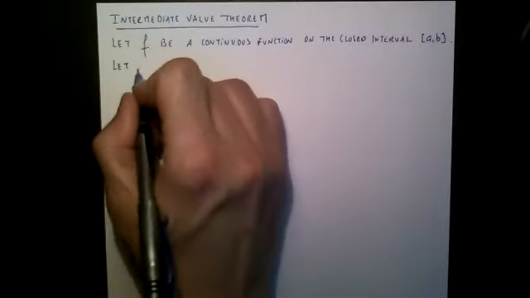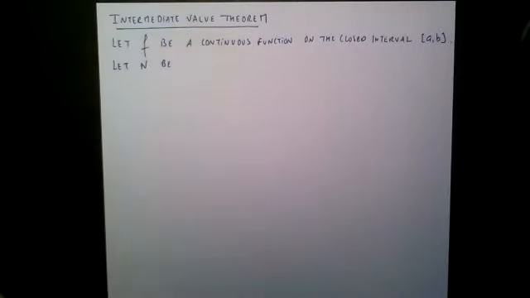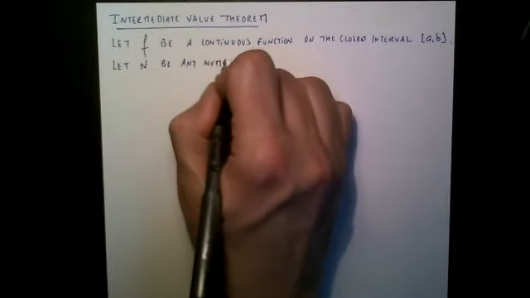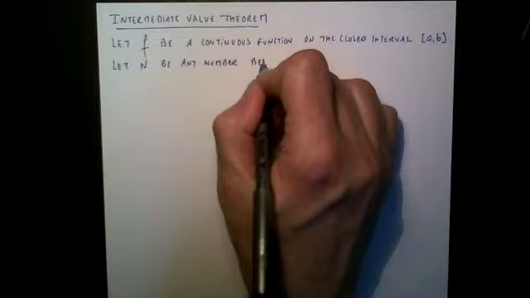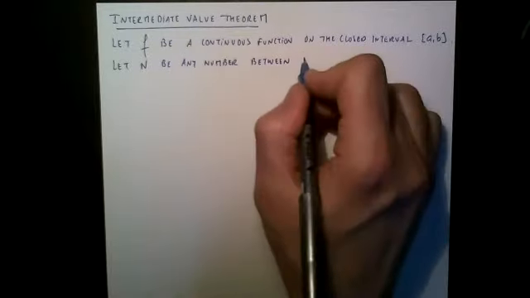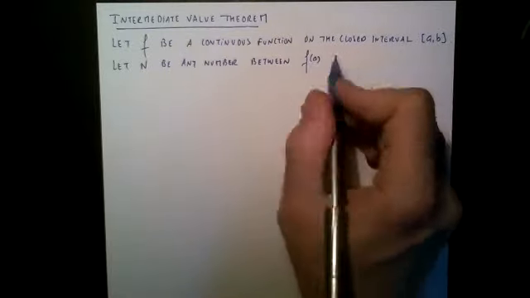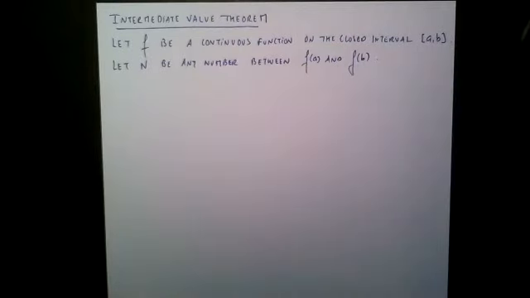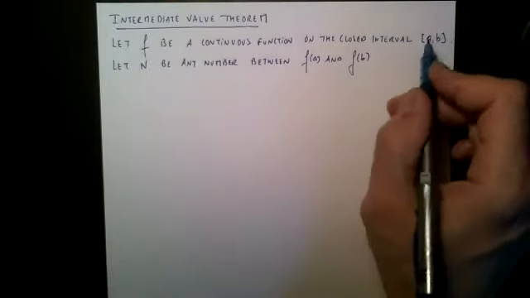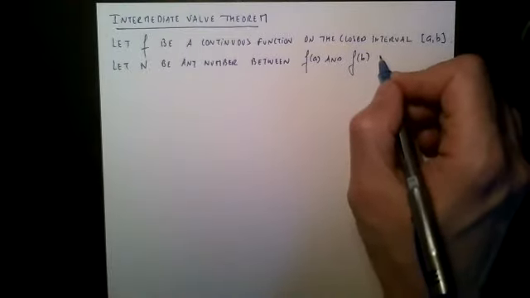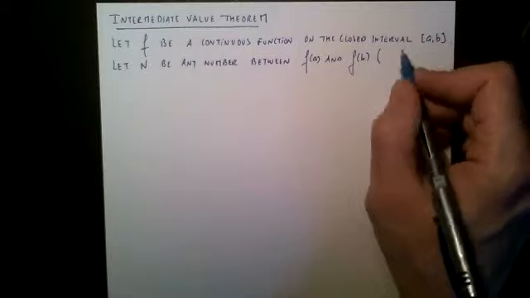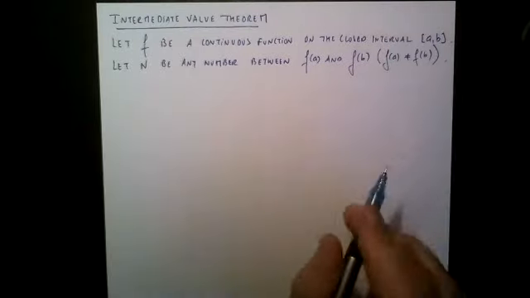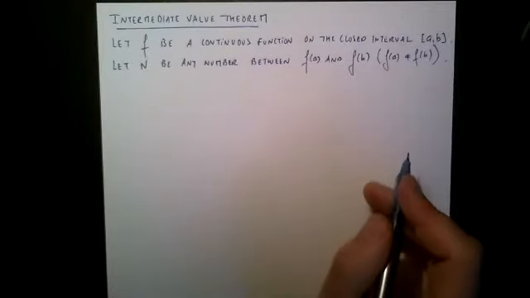Let n, so I'm going to take a number, be any number between f of a and f of b. So between both, I'm assuming that f of a is not equal to f of b. It looks complicated what I'm writing now, but I'm going to make a little picture and you're going to understand.